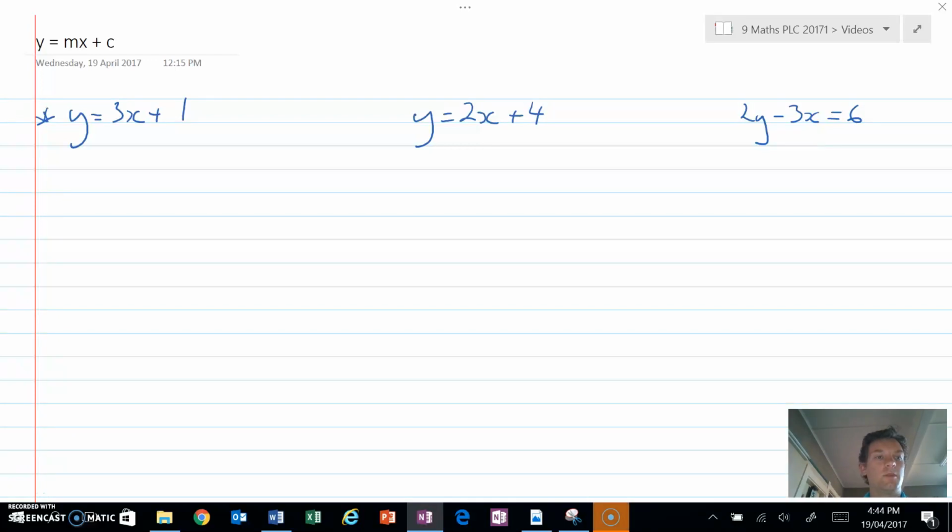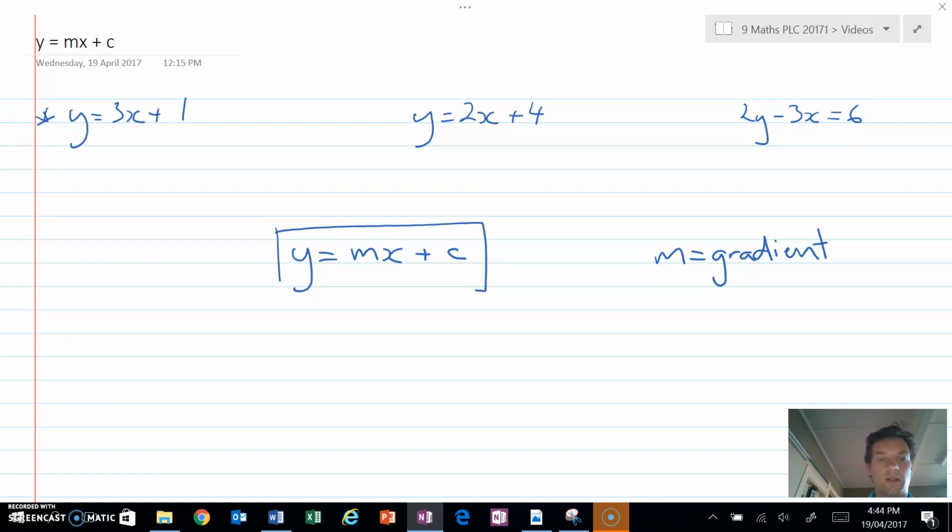In today's lesson, we're going to be looking at the formula y equals mx plus c. Now, from previous work, we should know that m equals the gradient. And in the past, we've been using 2 points to find the gradient. One of the things we can do, though, if we have an equation written in this format, is we know that the pronumeral in front of the x is actually equal to the gradient.